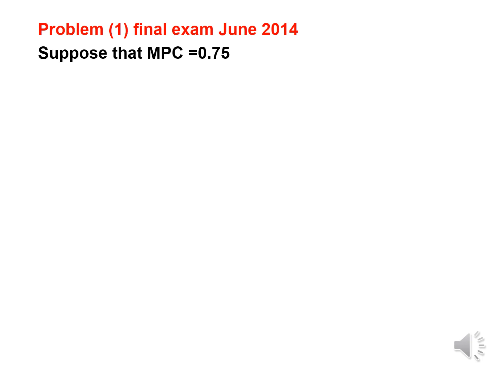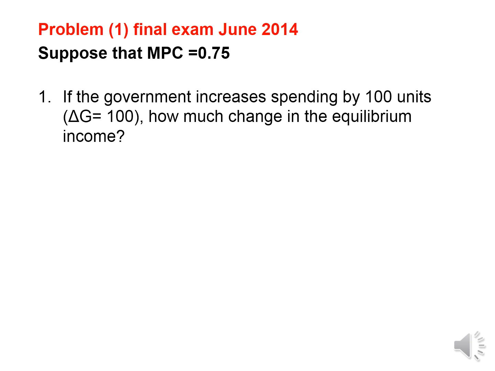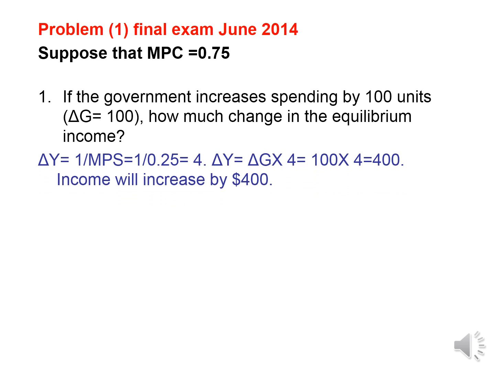Let's assume that marginal propensity to consume equals 0.75. If the government increases spending by 100 units, meaning delta G equals 100, how much is the change in equilibrium income? You know delta Y equals delta G times the multiplier. The multiplier here will be 1 over 0.25, which is 4, so delta Y equals 400. It's easy and it can come in the exam exactly like this.